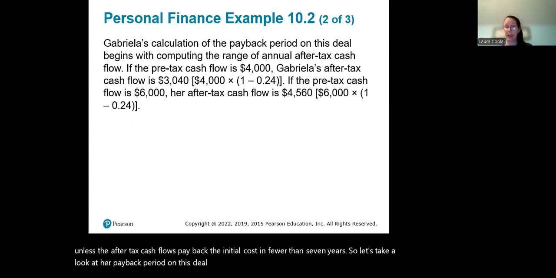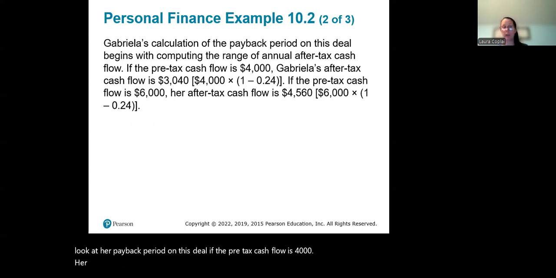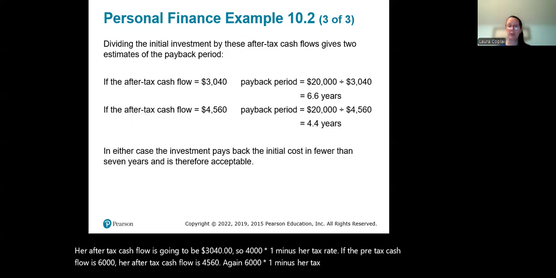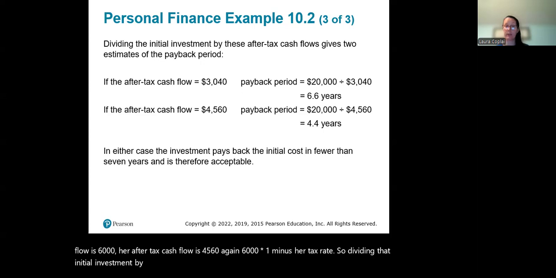If the pre-tax cash flow is $4,000, her after-tax cash flow is going to be $3,040. So 4,000 times 1 minus her tax rate. If the pre-tax cash flow is 6,000, her after-tax cash flow is 4,560. Again, 6,000 times 1 minus her tax rate. So dividing that initial investment by those after-tax cash flows gives two estimates of her payback period, right?